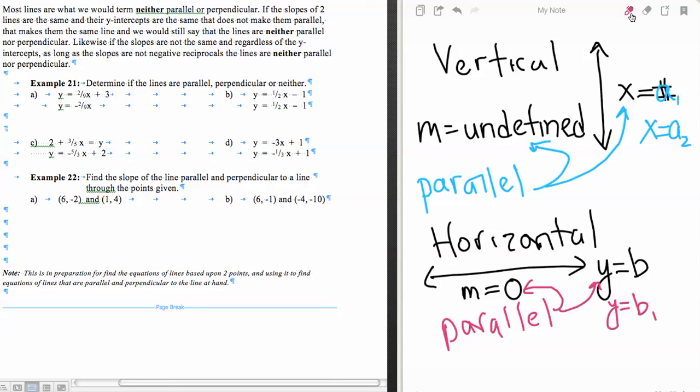Now, the next thing that we want to talk about is perpendicular. If we want perpendicular to a vertical line, guess what? It's a horizontal line. It's one of these. And if we want perpendicular to a horizontal, guess what? It's a vertical, and it's one of those. So that's a little bit about perpendicular and parallel to horizontal and vertical lines.